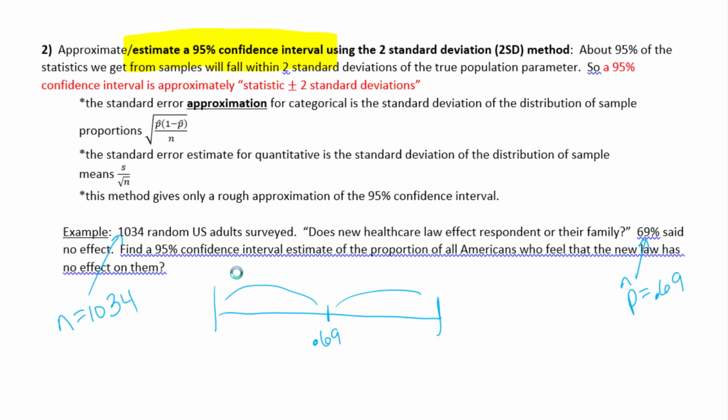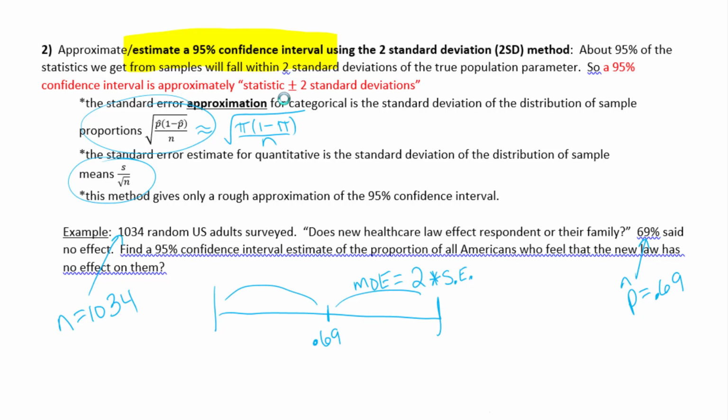Now, with this 2SD method, this margin of error is found by taking 2 times that standard error estimate. And the standard error estimate is going to be found if we're using a categorical sample like we have here with this formula, square root of p-hat times 1 minus p-hat over n. Now notice that is very close to the true standard error of the distribution of sample statistics, which was the square root of pi times 1 minus pi over n.